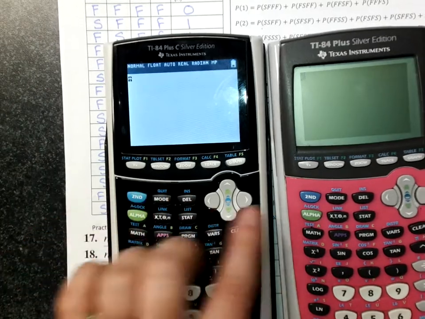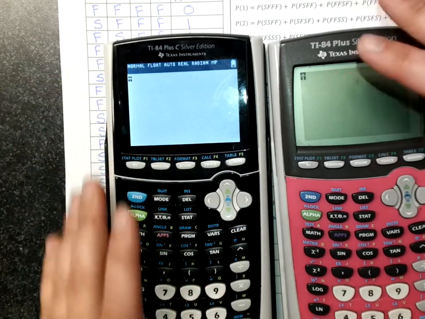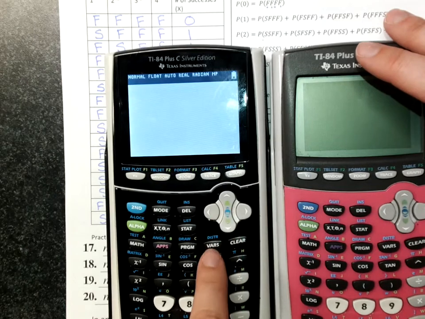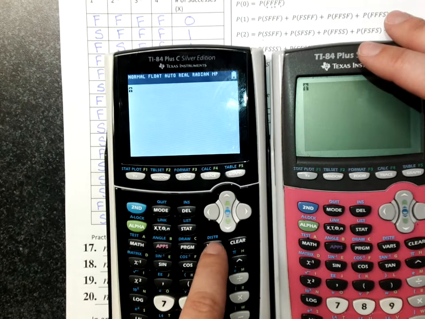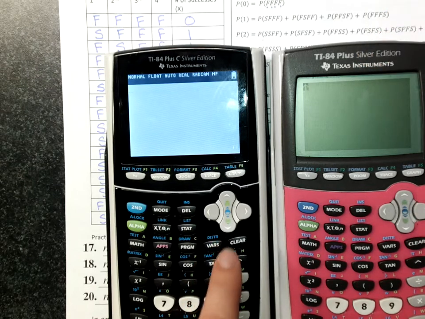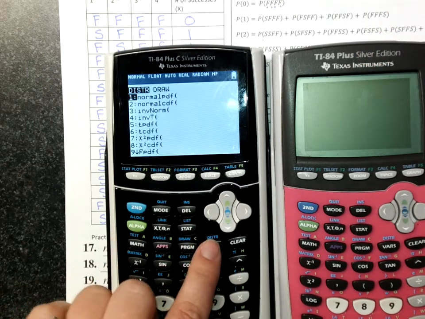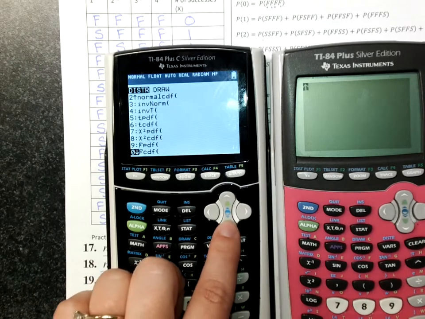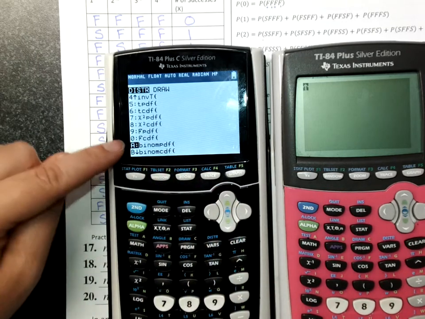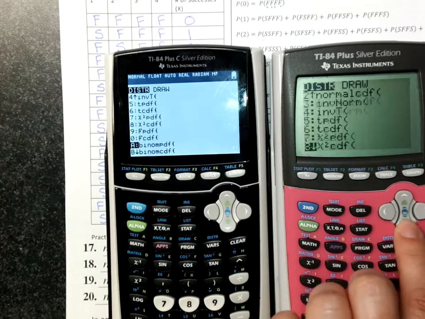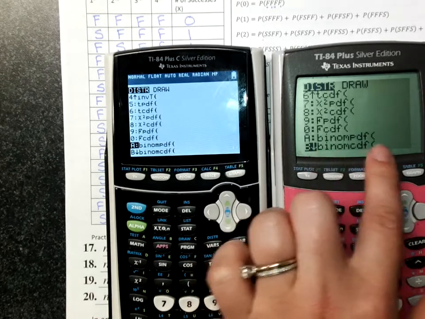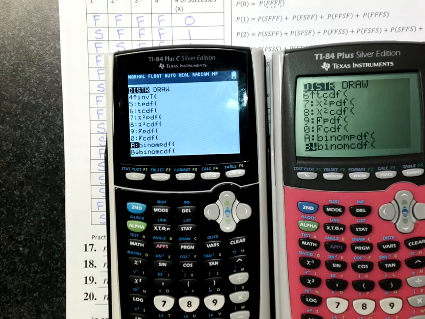So you push second. Remember we talked about when you push second, the up arrow should appear. Vars is kind of below your arrows next to clear. Above the word vars is DISTR, which is distributions. So you're going to push second, vars. And you're going to go down, down, down, down. And you should see binomial PDF and binomial CDF. Same thing on the older calculators. Down, down, down. You should see binomial PDF and binomial CDF. So right now we're going to choose option A, binomial PDF.